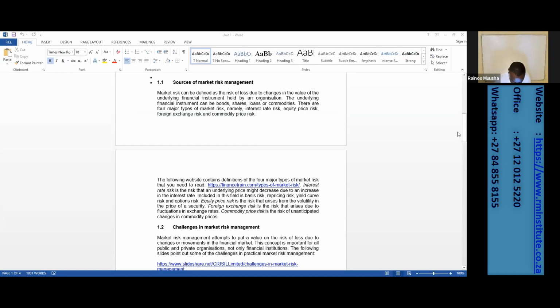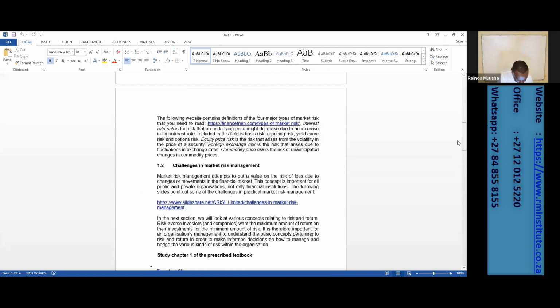We also look at the challenges in market risk management. And here they say market risk management attempts to put a value on the risk of loss due to changes in movements in the financial market. This concept is important for all public and private organizations, not only financial institutions. So the following slides put out some of the challenges in practical market risk management as well.